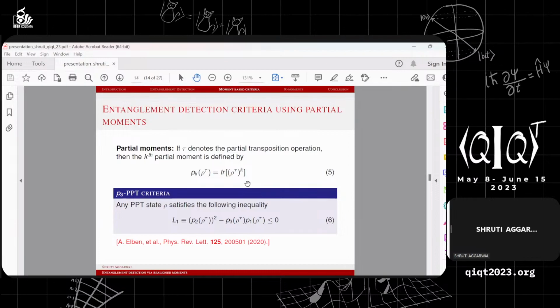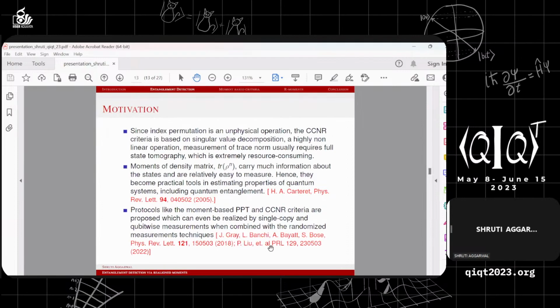Yeah, this is given for bipartite systems, but there is a work by Liu et al. where it is given for multipartite systems. Some kind of moment-based criteria is given for multipartite systems also, so you can check that. It is based on a permutation method, like realigned moments or partial moments, based on any kind of permutation. So you can refer to that paper by Liu in PRL.